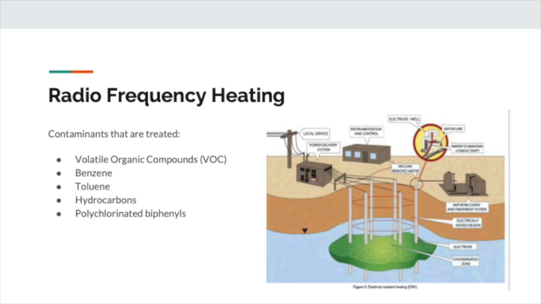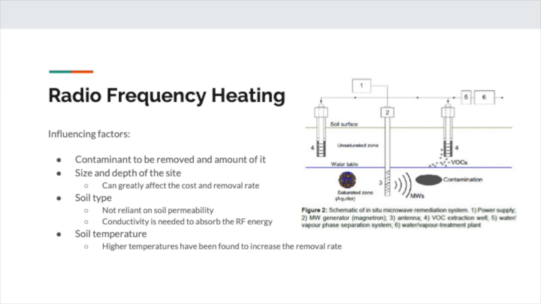Radiofrequency heating is used to treat the following contaminants: volatile organic compounds, benzene, toluene, hydrocarbons, and polychlorinated biphenyls. Some influencing factors for radiofrequency heating include the contaminant to be removed and the amount of it, and the size and depth of the site, which can greatly affect the cost and removal rate. Soil type is not reliant on soil permeability, but conductivity is needed to absorb the RF energy. High soil temperatures have been found to increase the removal rate.